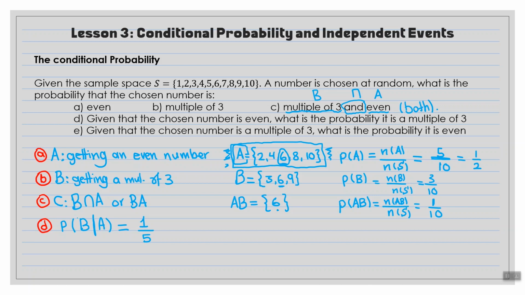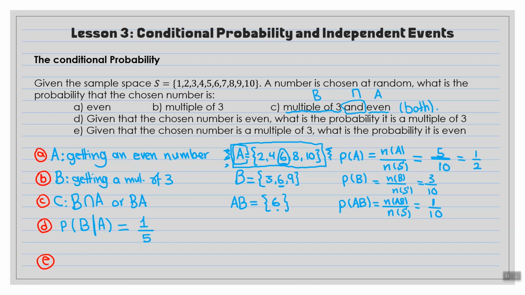Let's do the second one. Maybe the picture is going to get clearer. Now look at this. Part E. They say, given that the number that you have chosen is a multiple of 3, what is the probability that it is even? Okay, now look at this, guys.